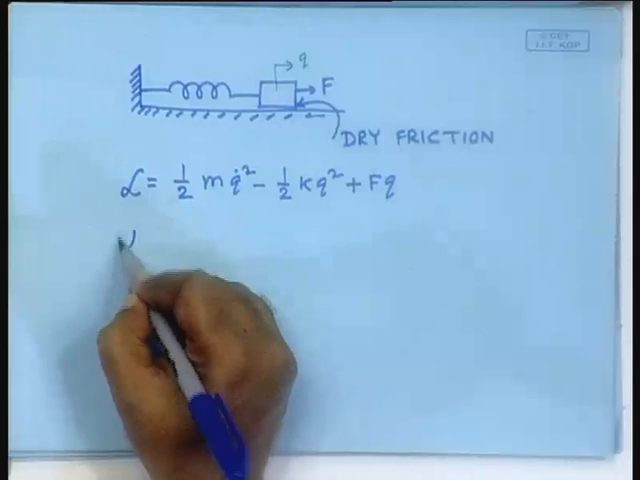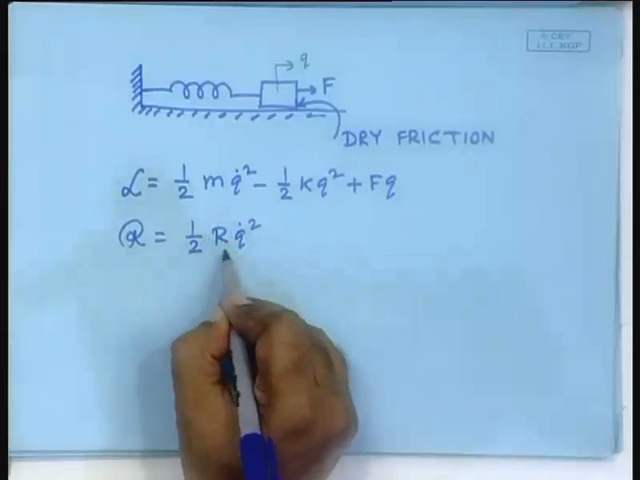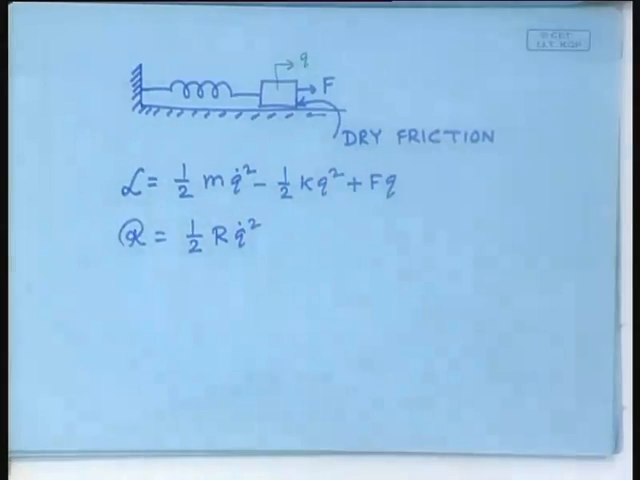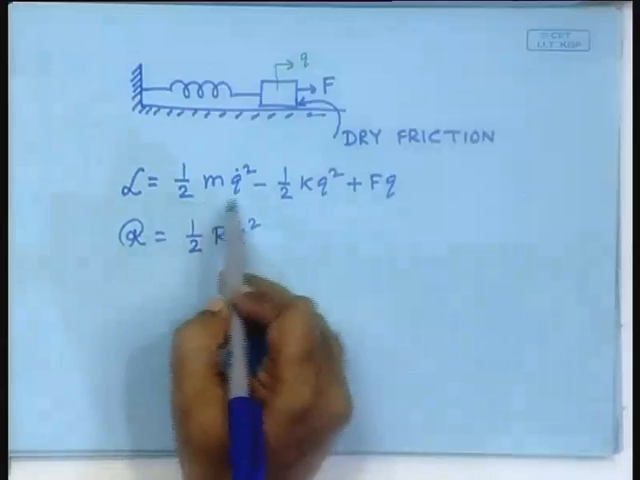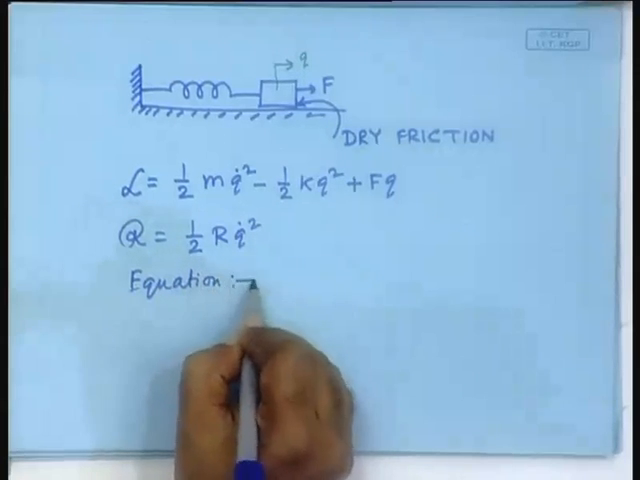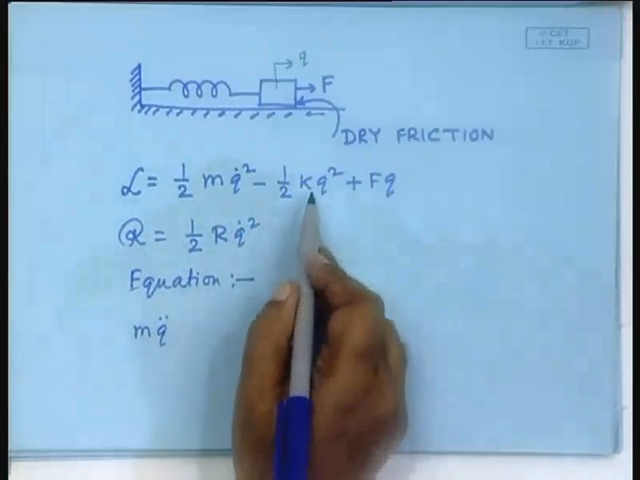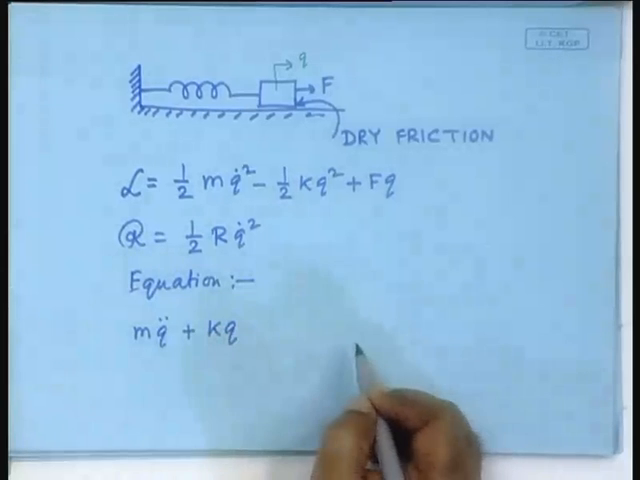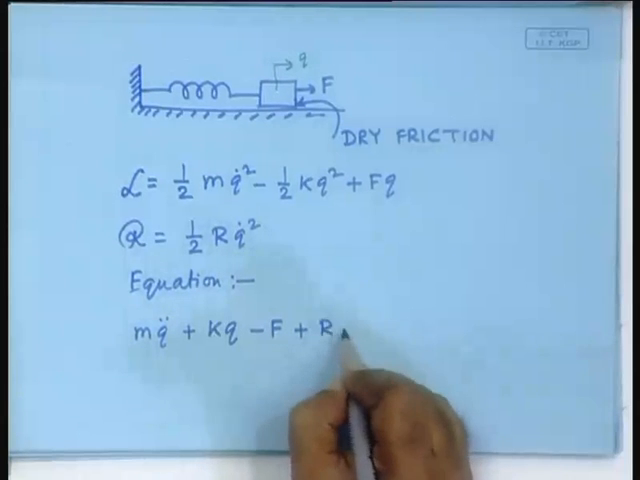And the Rayleigh function will be half r q dot square, and notice that here we are assuming initially that r is some number, and accordingly we are proceeding to derive the equations. There is only one state variable q, therefore we can write just one equation. It will be m q double dot plus k q, from the derivative of the Lagrangian with respect to q, minus F, plus r q dot equal to 0.